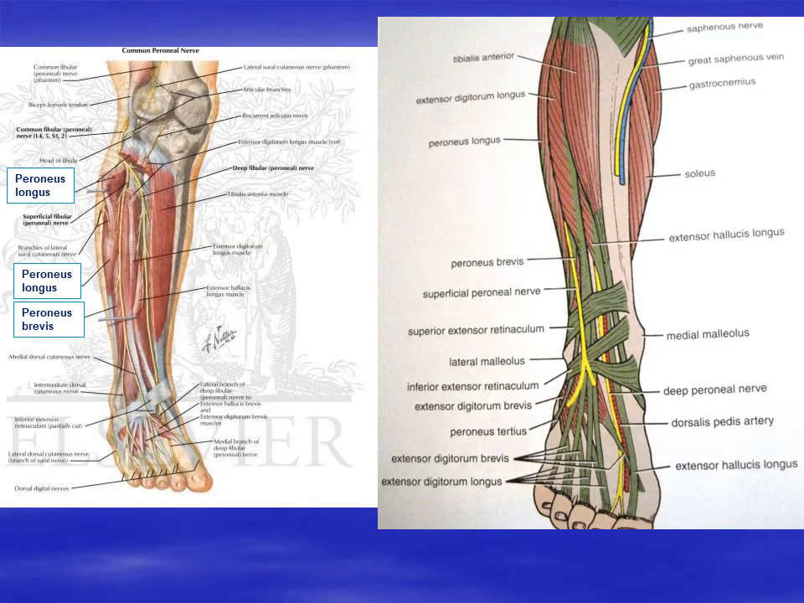The superficial peroneal nerve first descends between the two muscles in the lateral compartment, peroneus longus and peroneus brevis muscle. It descends between these two muscles, and then in the lower part of the leg it pierces the deep fascia to descend in the superficial fascia.